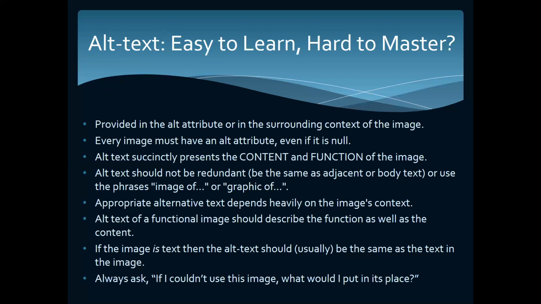Appropriate alternative text depends heavily on the image's context. That's what we saw in all those images of George Washington. Same image used in a different context may require different alternative text. Alt text of a functional image, like an image within a link, should describe the function as well as the content. Decorative images still need an alt attribute, but it should be null.